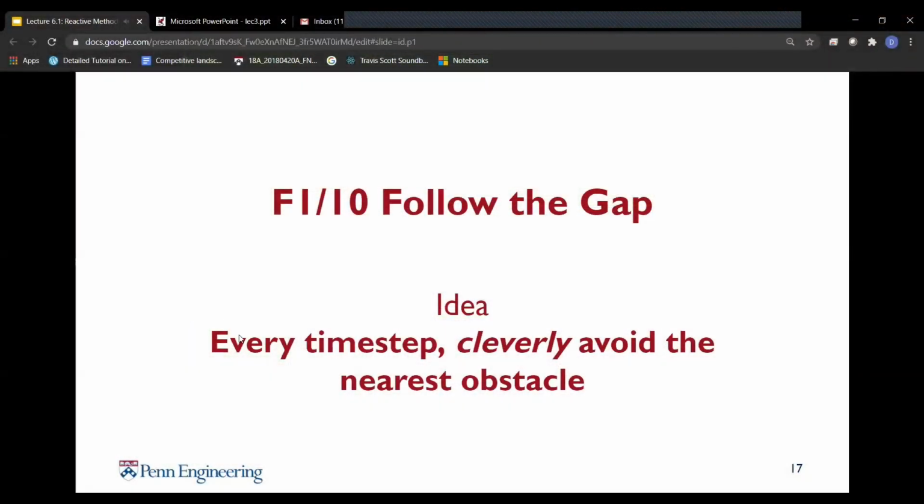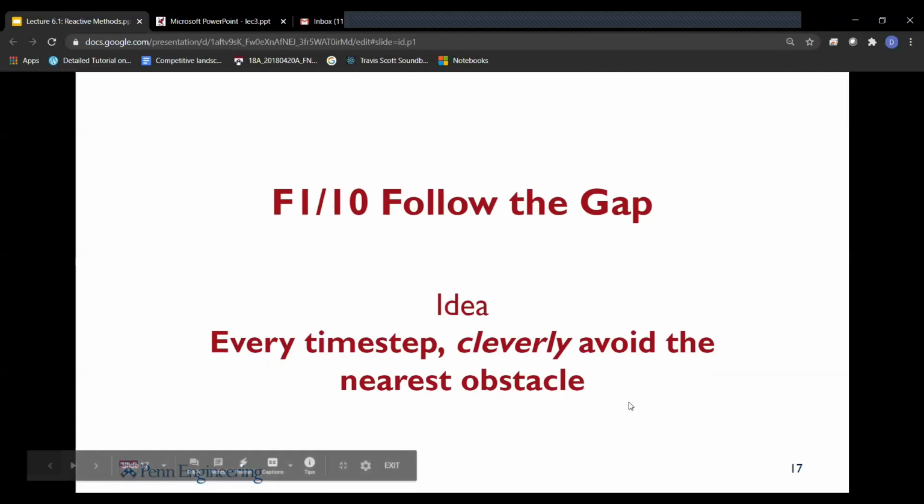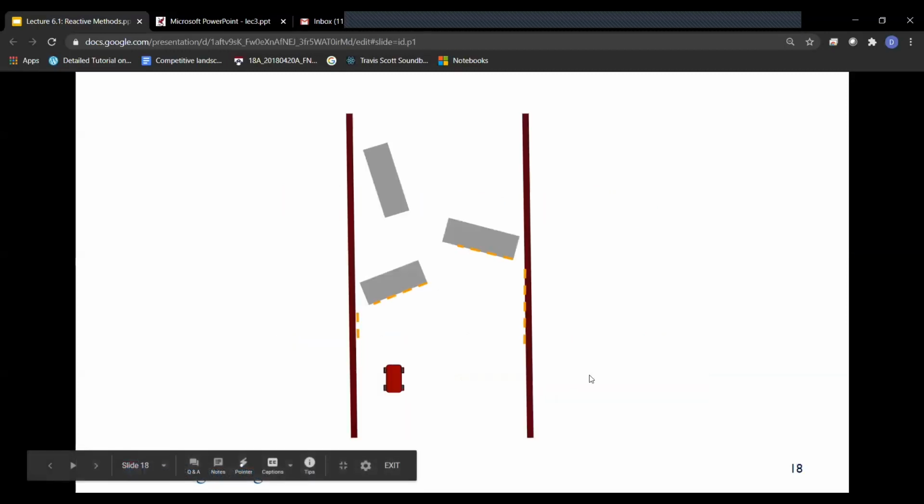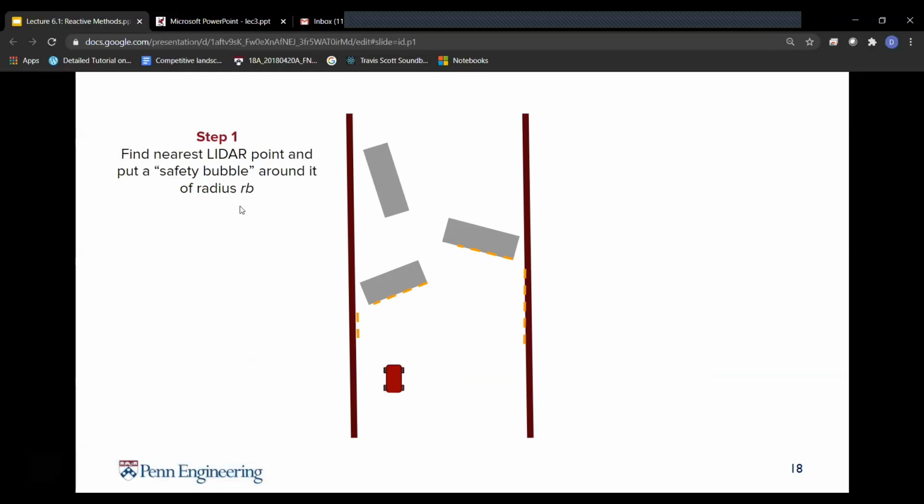Here we're going to describe the F110 follow the gap, which is a variation of this UNC follow the gap, where the idea is at every time step we should cleverly avoid the nearest obstacle. So let's take our scene again. Step 1 is to find the nearest LiDAR point and put the safety bubble around it of radius RB.